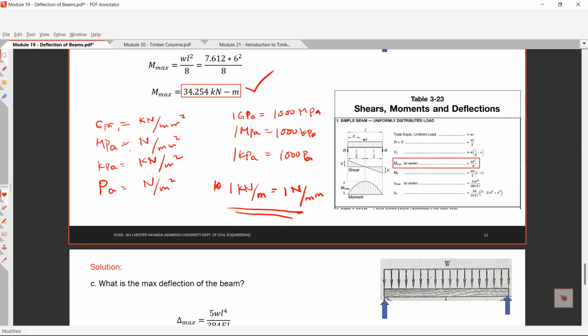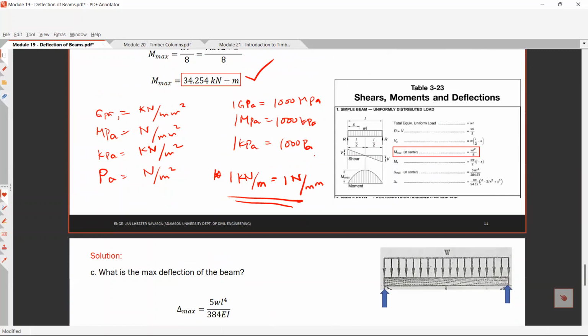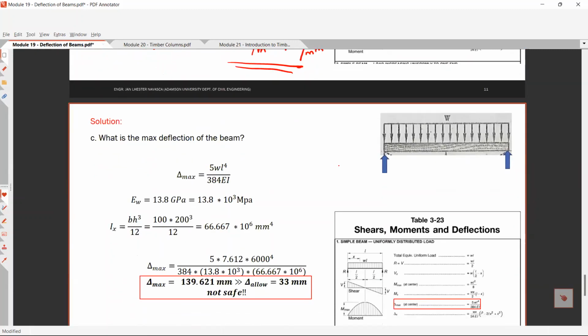Kasi nga, kilonewton, i-multiply mo ng 1,000 para maging newton. Yung meter, i-divide mo ng 1,000 para maging millimeter. So, nag-cancel out lang yung times 1,000 and divide 1,000. Okay. So, kailangan natin yan sa pag-solve for the maximum deflections. Okay. So, the formula is 5 omega L raised to 4 over 384 EI.